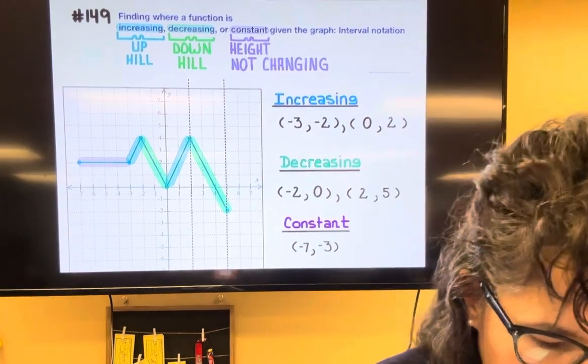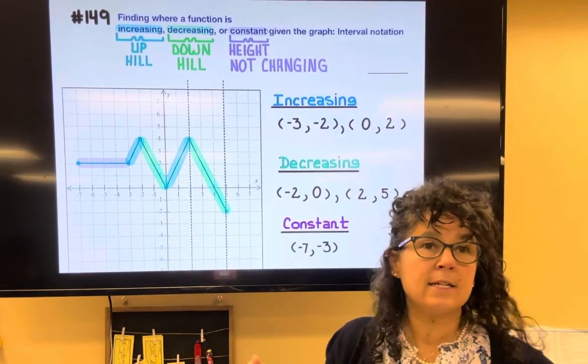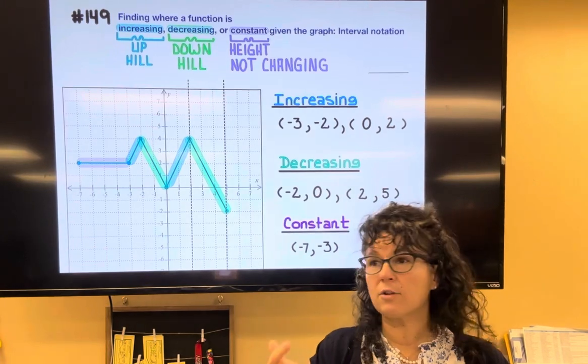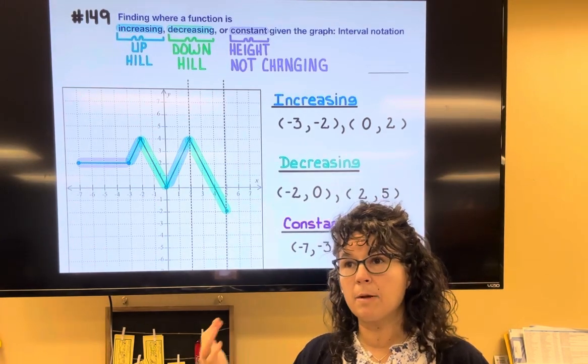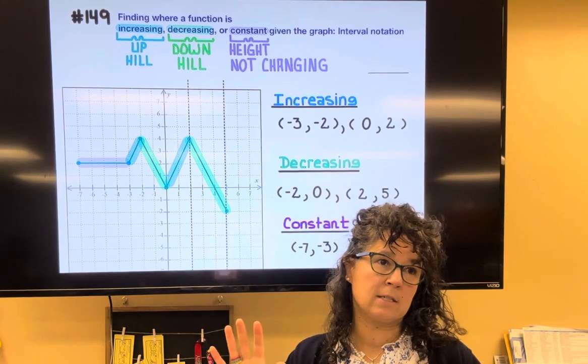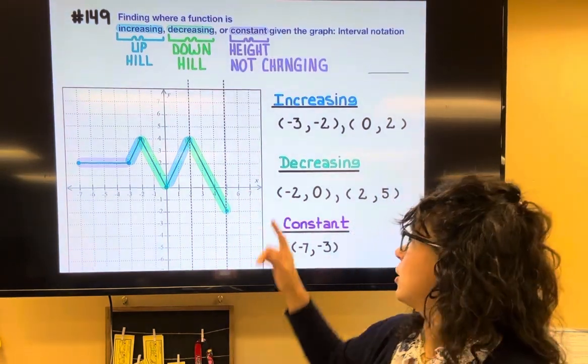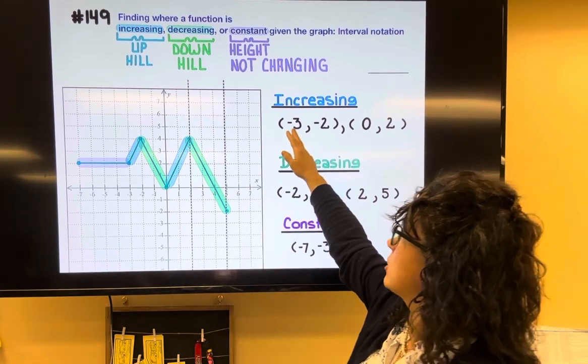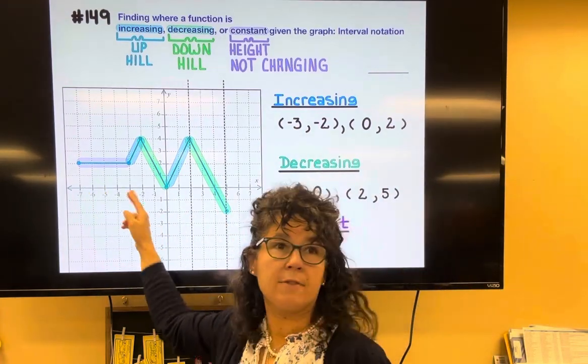So in summary for you guys, you're going to use parentheses to describe increasing, decreasing, and constant. But keep in mind, many textbooks use brackets instead for constants. And then your answers, these numbers right here, they're coming off the x-axis.